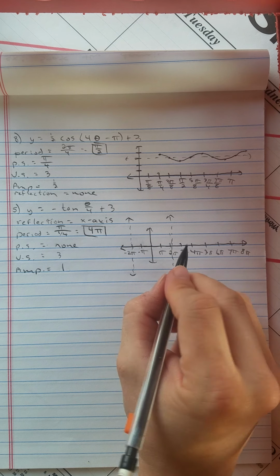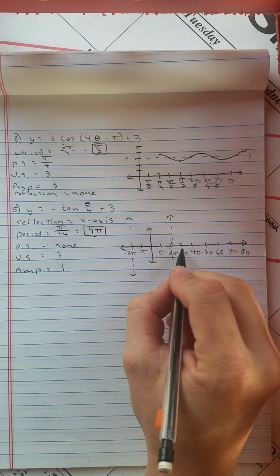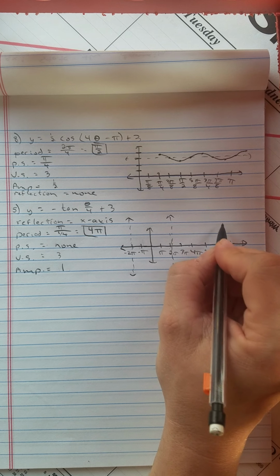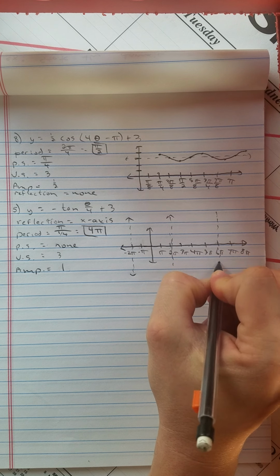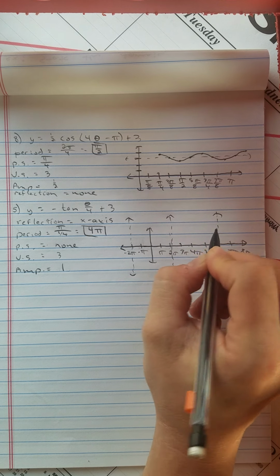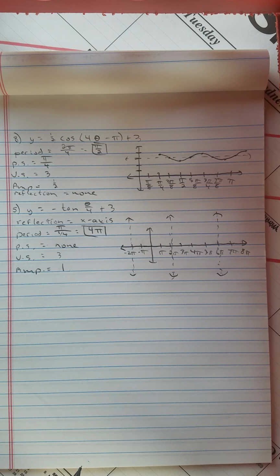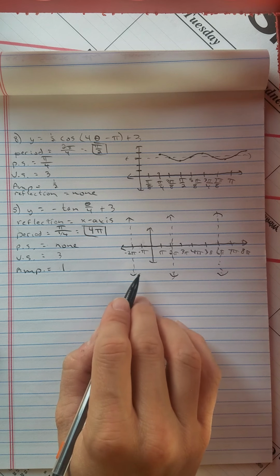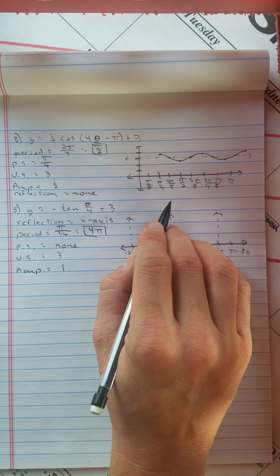Which means my next asymptote is going to be 4 marks away also. 1, 2, 3, 4, at 6 pi is going to be my next asymptote if I'm drawing 2 periods of this thing. And then all we have to remember here is, what does the tangent curve look like? The tangent curve is the one that goes up from left to right.